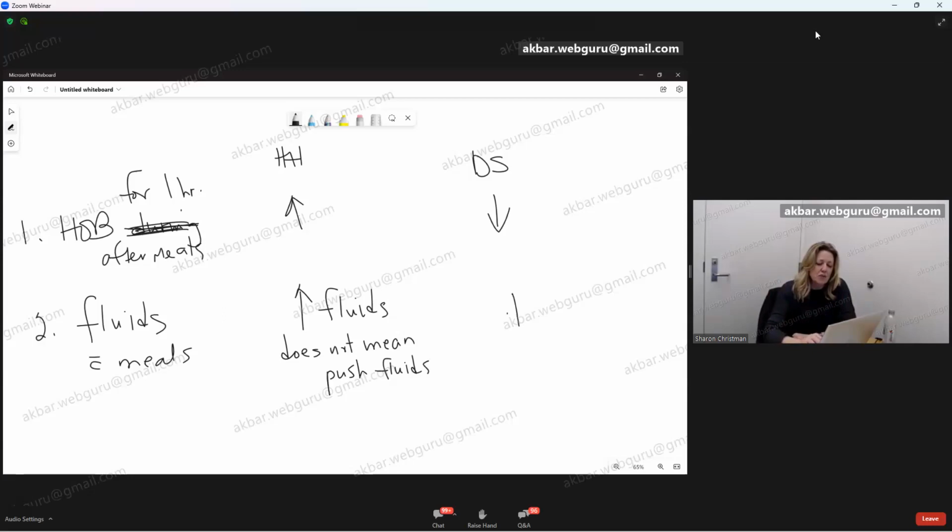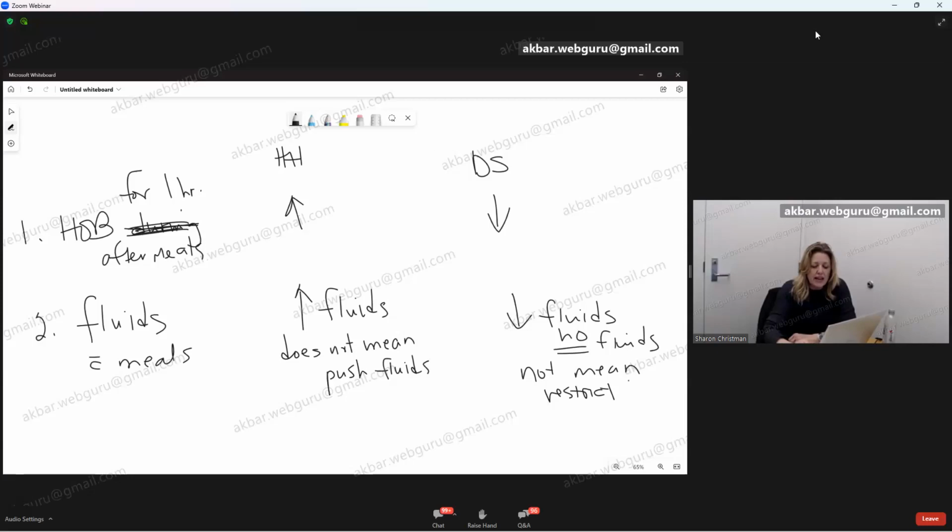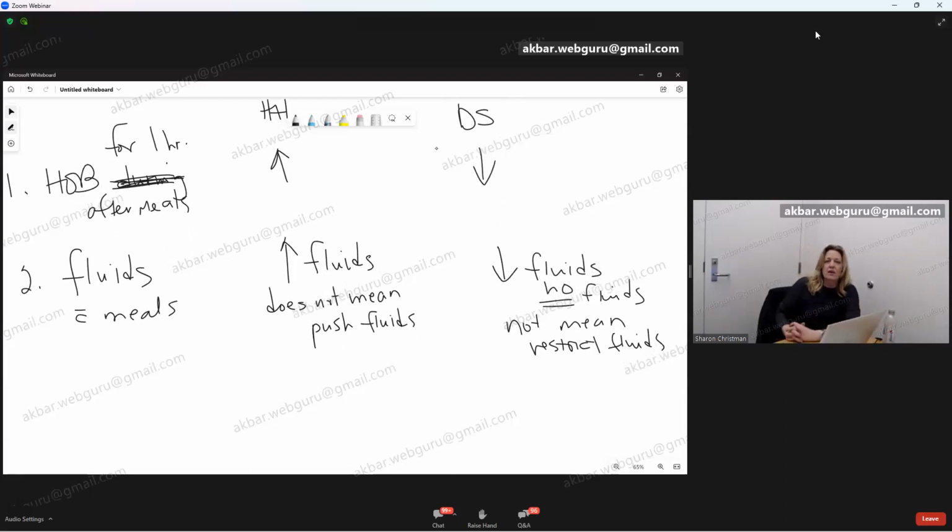With dumping syndrome, we want to decrease fluids. In fact, they're told no fluids with meals. This does not mean restrict fluids. In fact, they're encouraged to drink as much as they want. Drink all you want, just not with meals, because if they drink while they eat, it exacerbates dumping syndrome. So they can drink all they want throughout the rest of the day, just not with their meals. No glass on the table for them while they're eating. Okay.